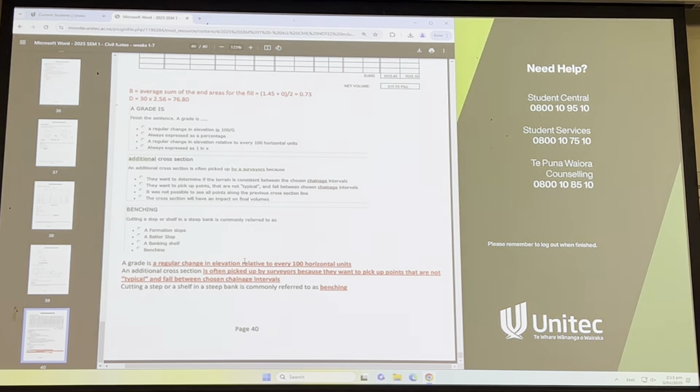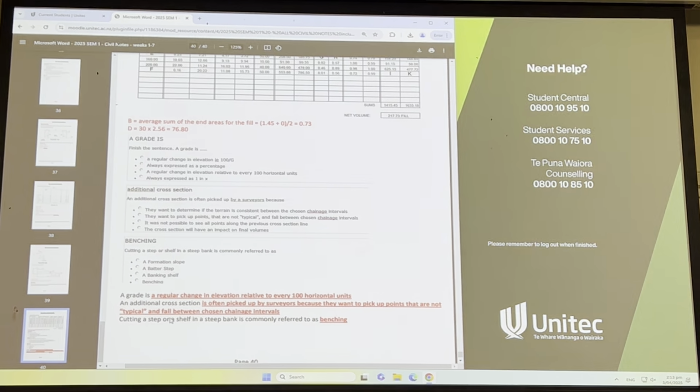There we are, there's the question I said is in the test. Remember I talked about benching, how you can make it steeper by doing that. There's the answer to that question: benching. And that's kind of how the questions go.